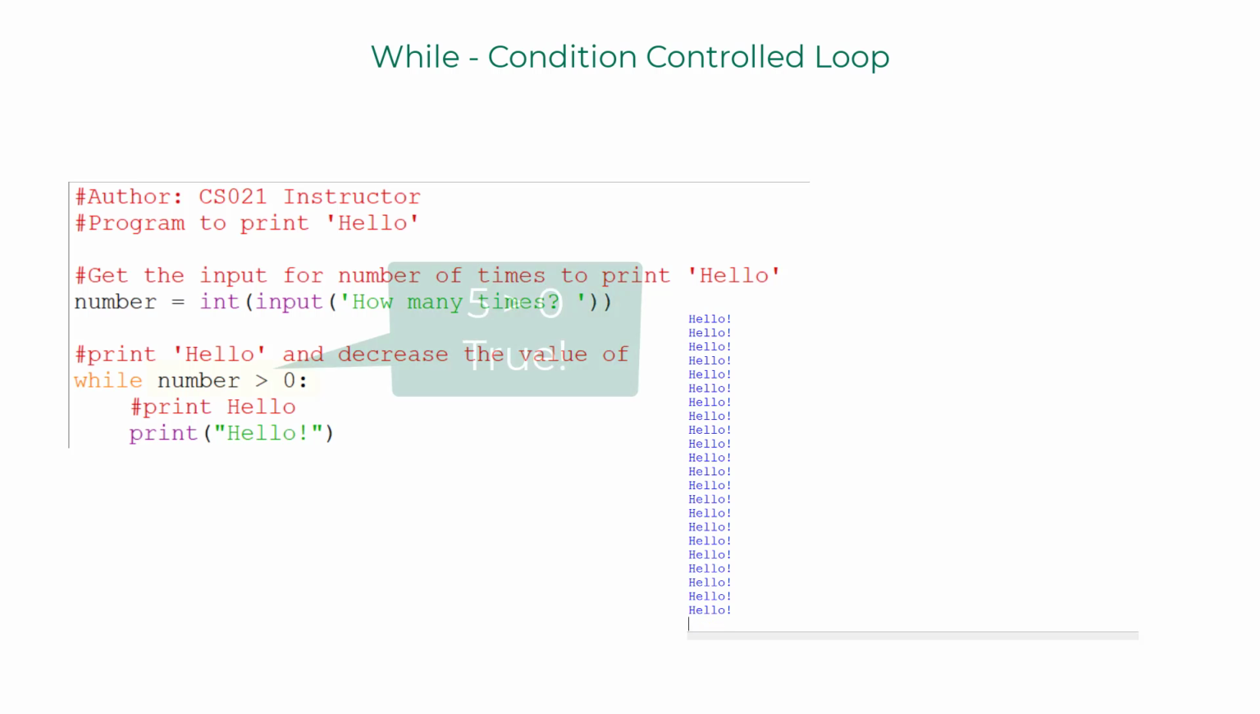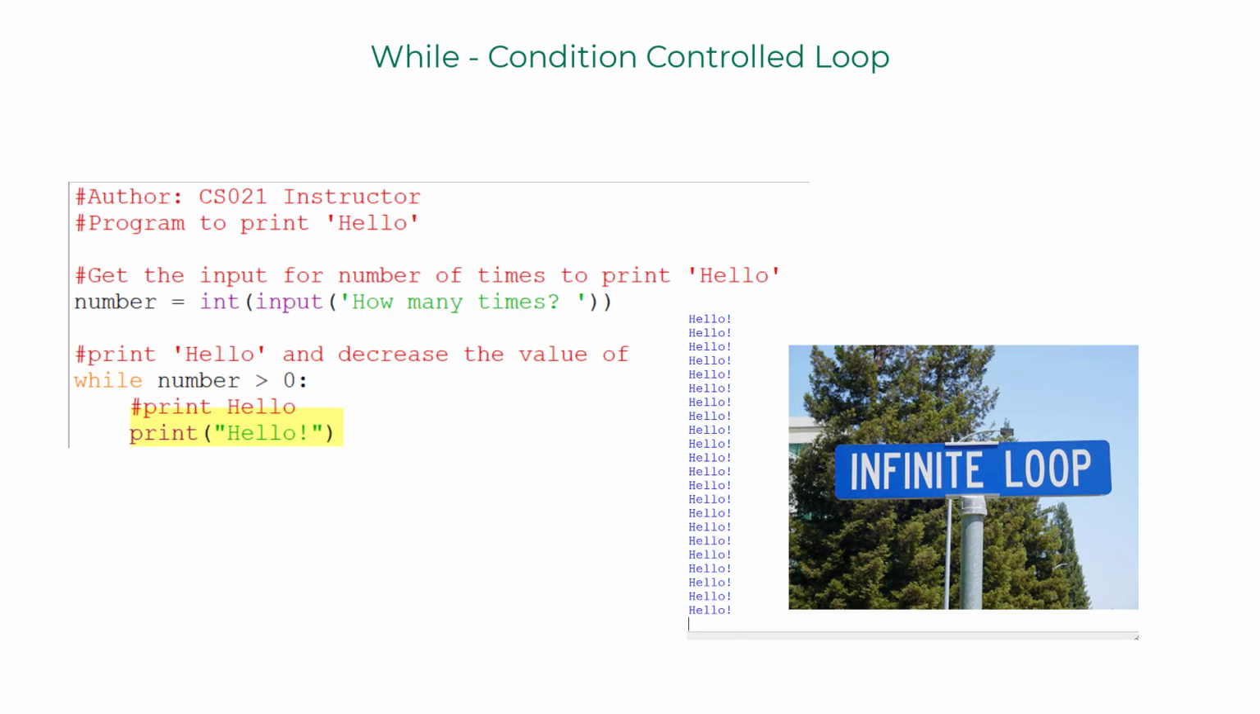5 is greater than 0, so the program enters the while loop, prints hello, and comes back to while to check the condition again. 5 is greater than 0, so it enters again and keeps repeating till eternity. We just managed to create an infinite loop.